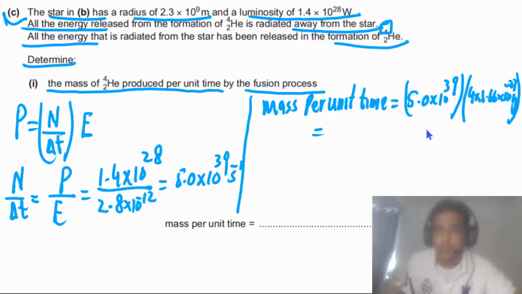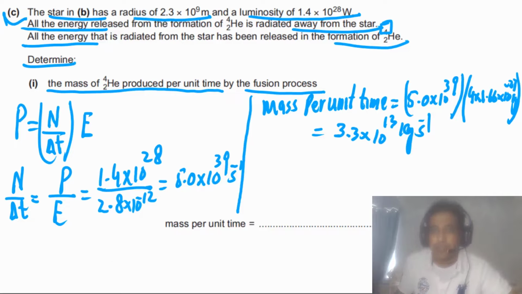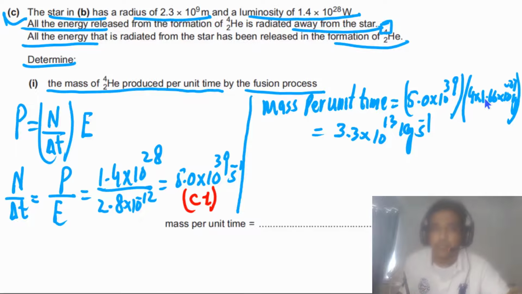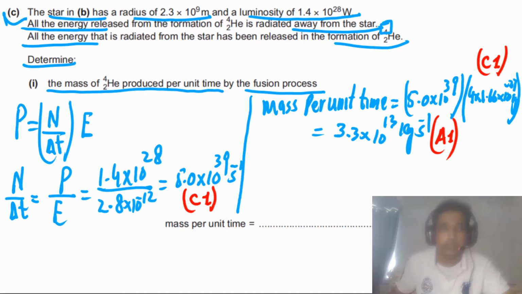If we multiply this, our final answer in this case will be 3.3 times 10 to the 13 kg per second. So this one is the final answer. This question has 3 marks. The first mark you will get if you have the right number of atoms produced per second, the second mark if you have written the mass of a single helium atom, and the third if you have got the right answer. So this is how 3 marks will be awarded.